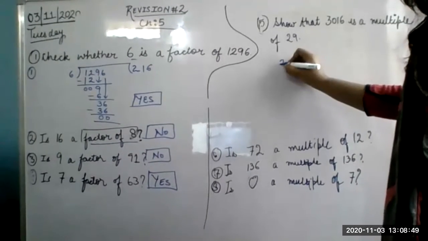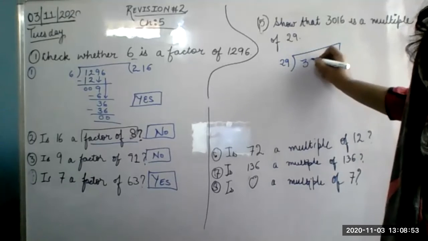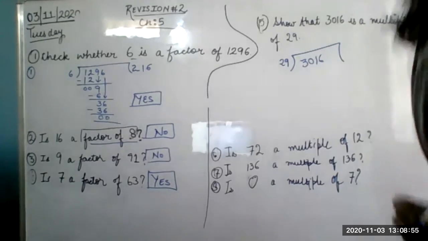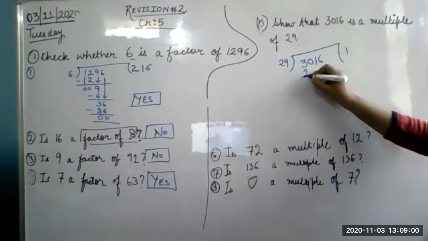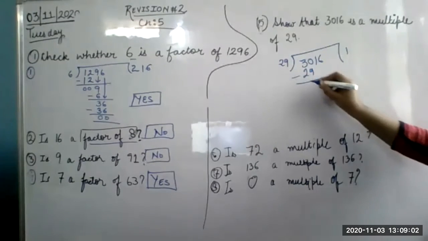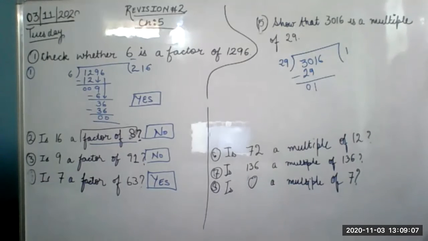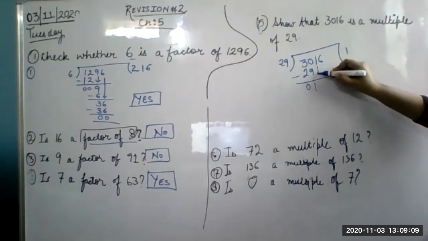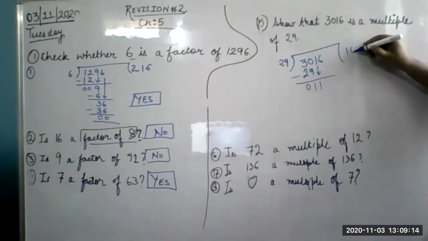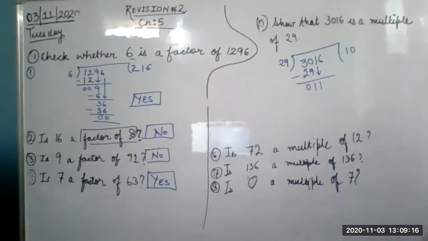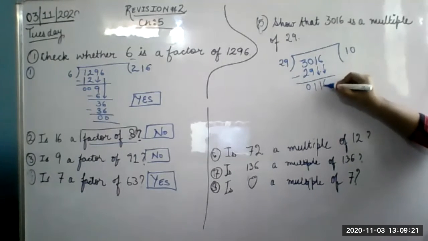Now show that 3016 is a multiple of 29. So how will you show it? Just divide 3016 by 29. 29 ones are 29. Subtract it, you will get 0, 1. Then copy down this 1 over here. 29 does not go into 1, so put 0 over here and copy down the next number, that is 6.